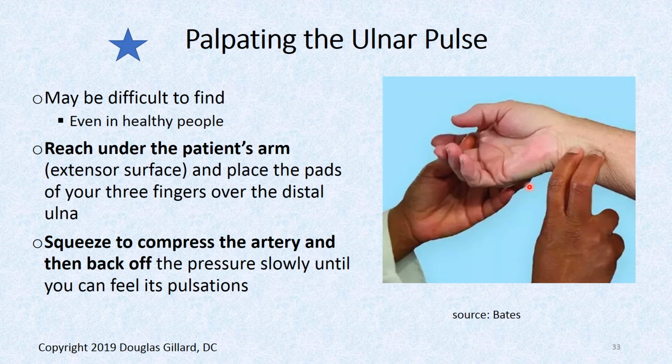Ulnar artery is a little more difficult. Again, you're going to do this little rabbit ears thing. And this is Bates again. That's the oldest board book. Search around for it. This one's a little harder to find.